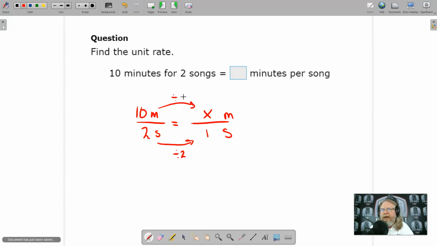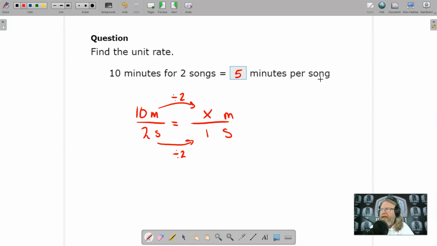This is just like the previous activity to where we had to find the missing number in equivalent ratios, right? So we're going to divide by 2 because we divided the denominator by 2. And 10 divided by 2 equals 5. So 10 minutes for 2 songs is equal to 5 minutes per 1 song.